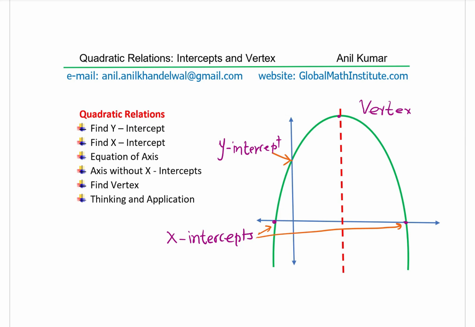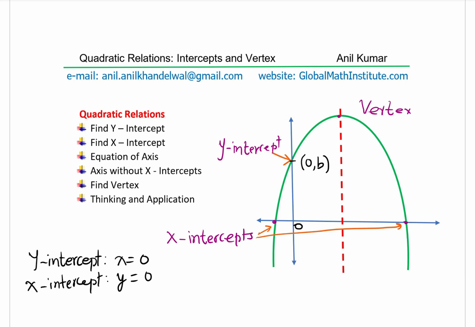Now from here you can clearly see that y-intercept is a point where x is equal to 0. So you can see that this point here, if the y value is b, the coordinate value will be (0, b). Okay? For the x-intercept, the y value is equal to 0, right? So in this case, we have two x-intercepts. Let me call them x1 and x2.